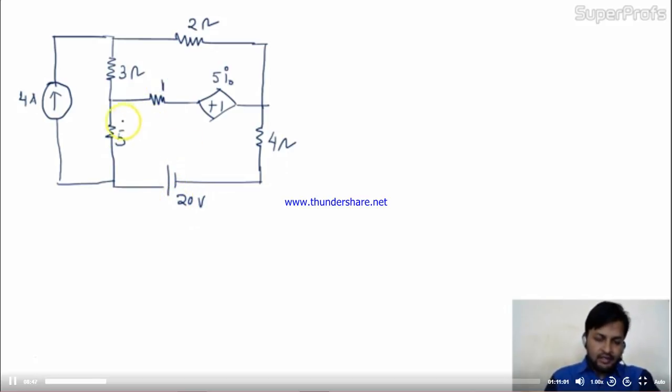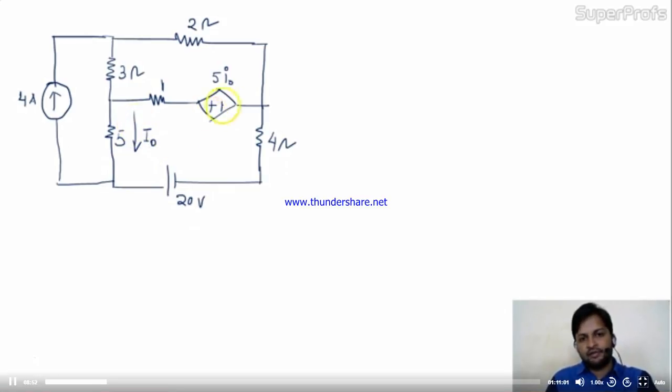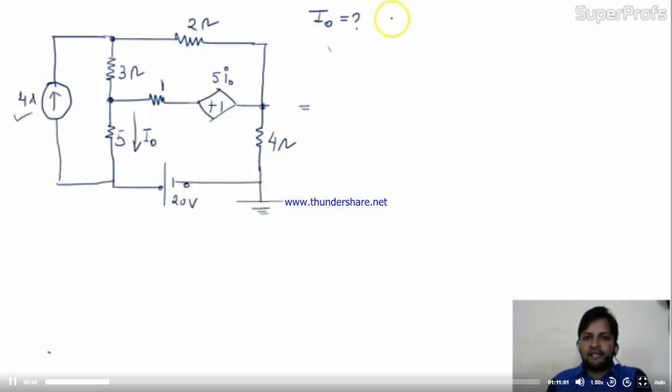How many independent sources are there in the circuit? Here this is I naught. So this is the dependent source, and this dependent source is depending completely on I naught, the circuit parameter. Okay? Fine. The question is to find out the I naught, by SPT only. The condition is by superposition theorem we have to find it.